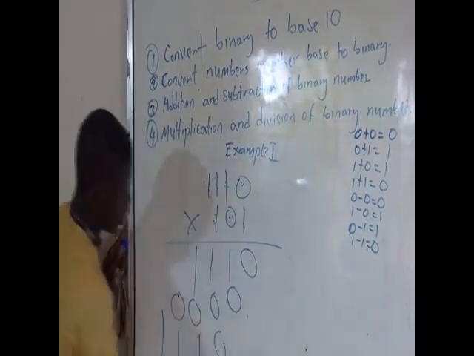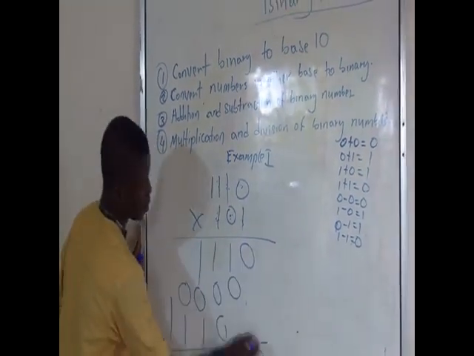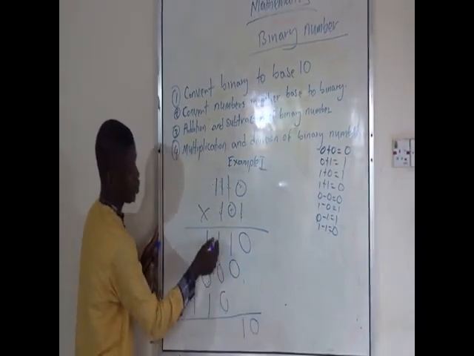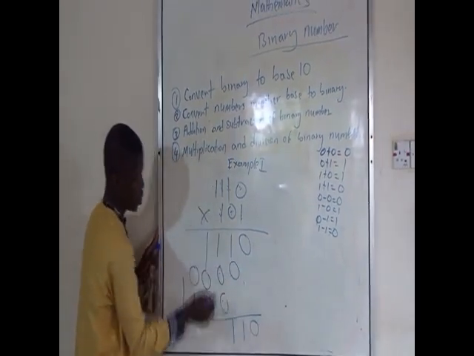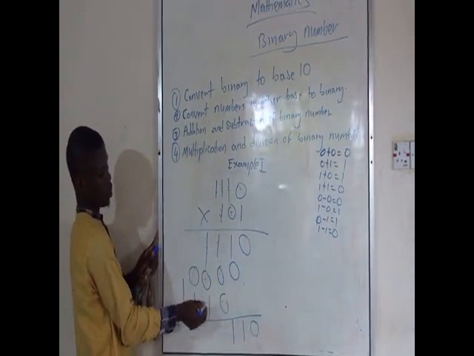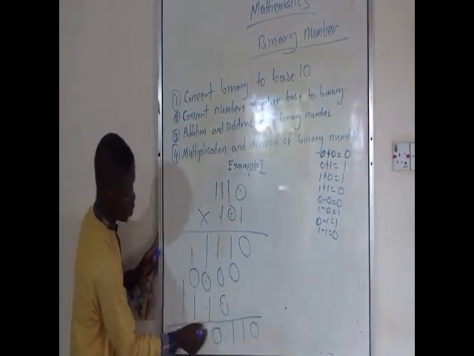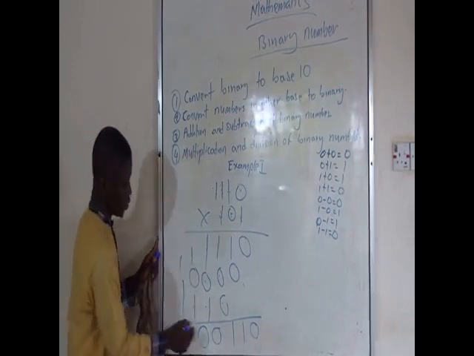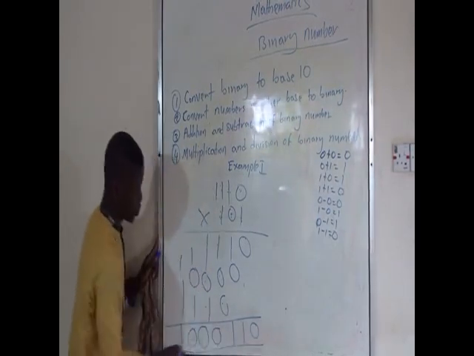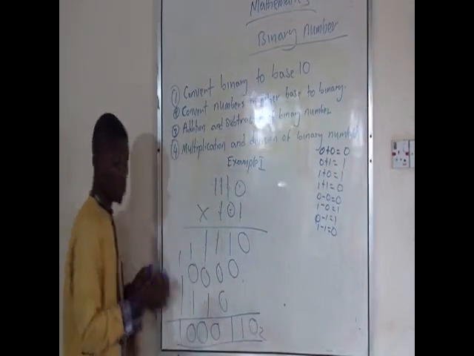We add. Bring down 0, 1 plus 0 is 1, 1 plus 0 plus 0 is 1, 1 plus 0 plus 1 is 10. You write 0, carry 1, bring it here. 1 plus 1 is 0, carry 1. Here gives you 0 and 1. 1, 0, 0 is 2.